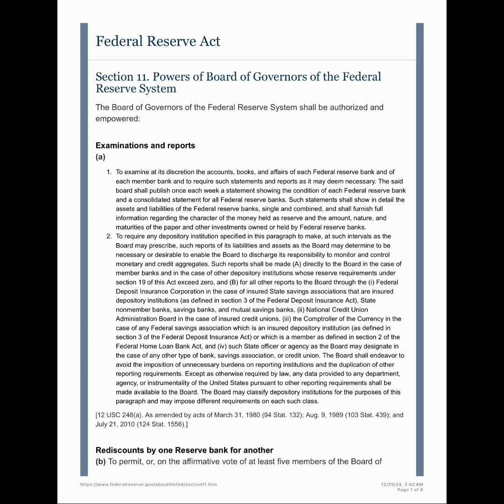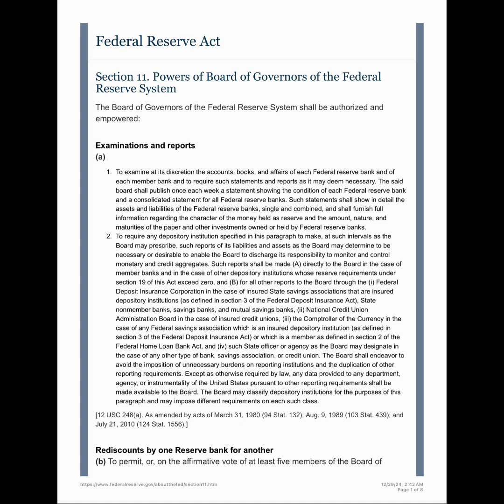The board has the discretion to examine the books and affairs of both Federal Reserve banks and member banks, demanding reports as needed. This ensures financial stability and accountability within the system. And the publication of weekly statements? What information is revealed, and why is transparency so important? These statements detail the assets and liabilities of Federal Reserve banks, providing crucial transparency to the public and fostering trust in the system. The Act also details the board's authority to require reports from depository institutions.